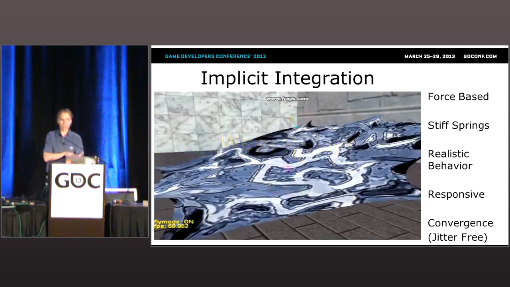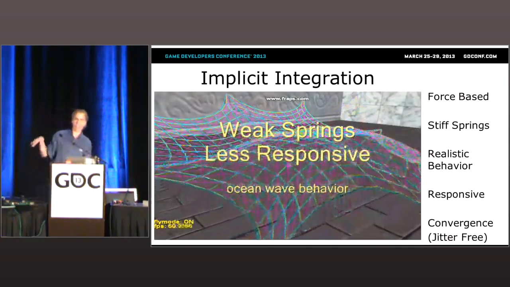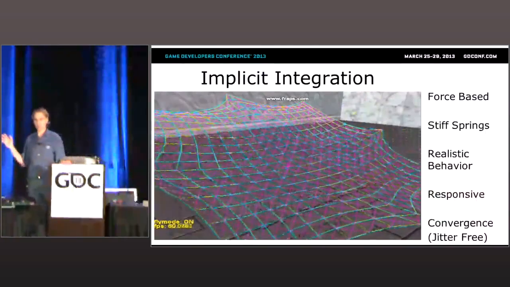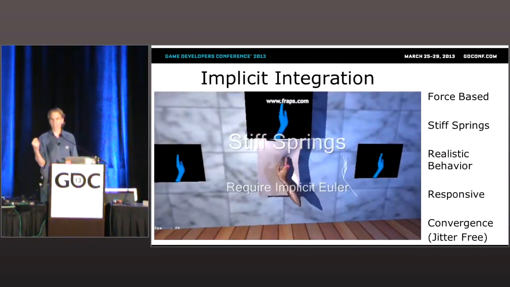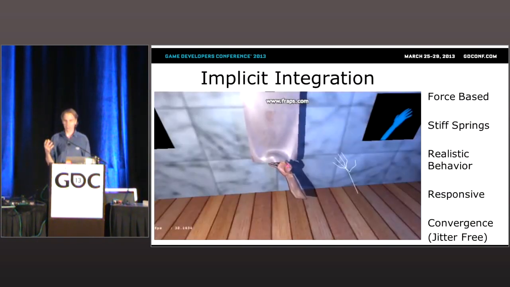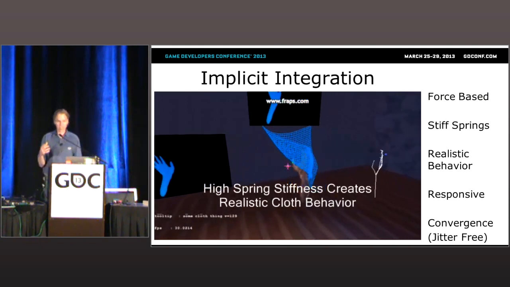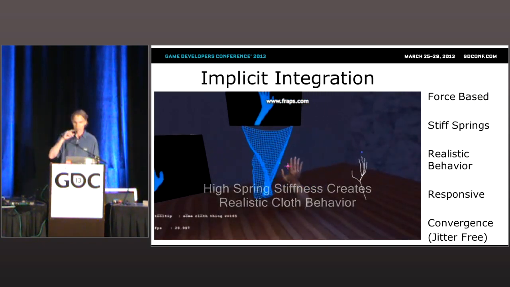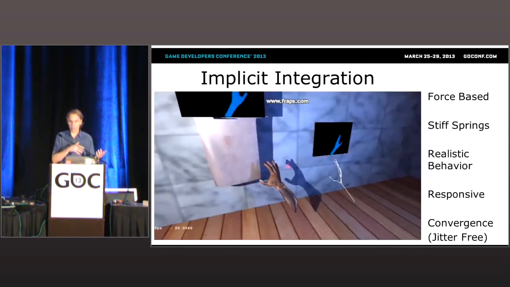First, we'll see what the weak springs look like with that forward Euler update. And you see, this is kind of jello-y type behavior. Maybe you could do some ocean waves with this, but it's not real cloth. If you want something to touch and feel like real cloth, you have to use stiffer springs if you're using the spring-based approach. So here's the underlying spring network that you would have, and you already saw this kind of stuff with the kinematic approach.